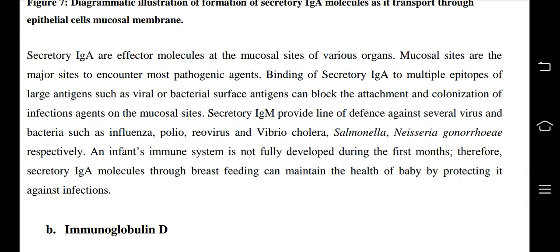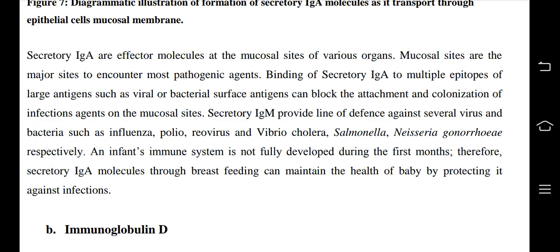Secretory IgA are effective molecules at the mucosal sites of various organs. Mucosal sites are the major sites to encounter most pathogenic agents. Binding of secretory IgA to multiple epitopes of large antigens such as viral or bacterial surface antigens can block the attachment and colonization of infectious agents on the mucosal sites.